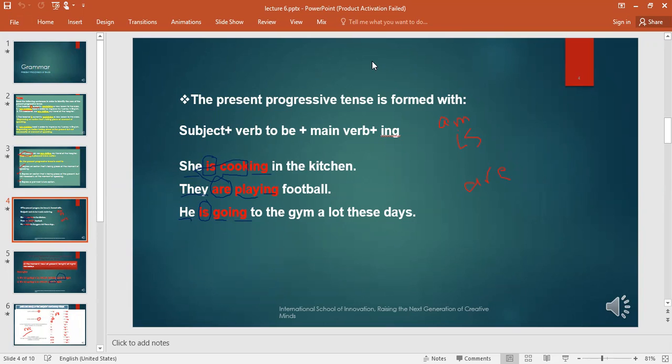Now, how do we know which helping verb we use? If I'm using I, of course I use the helping verb am. If the subject is a singular subject, we use is, and if the subject is a plural subject, we use are. Okay, so the form of the present progressive tense is the subject plus verb to be plus the main verb plus ing. We mean, for example, if the subject is I, we use am. If the subject is she, he, it, we use is, and if the subject is plural, we use are. So this is the form of the present progressive tense.